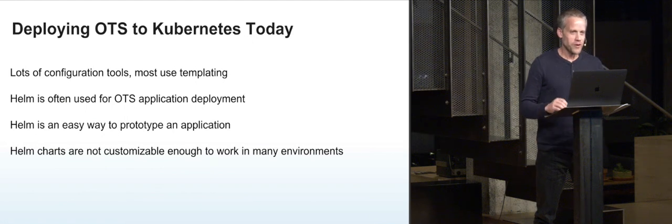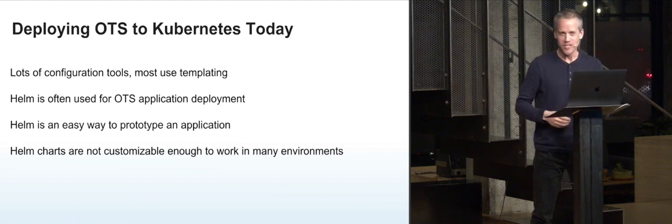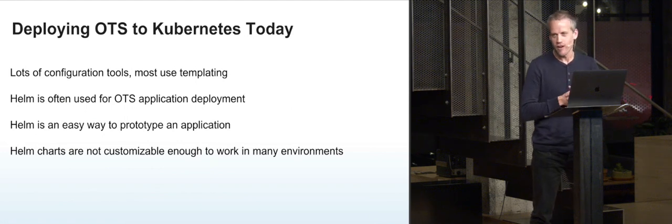How do people deploy off-the-shelf software to Kubernetes today? There's lots of different ways to do it. Most of them use templating. Helm is the most common way to deliver off-the-shelf software to Kubernetes. It's a great way to prototype an application. It's not really a great way to operationalize and run an application in production for many reasons.